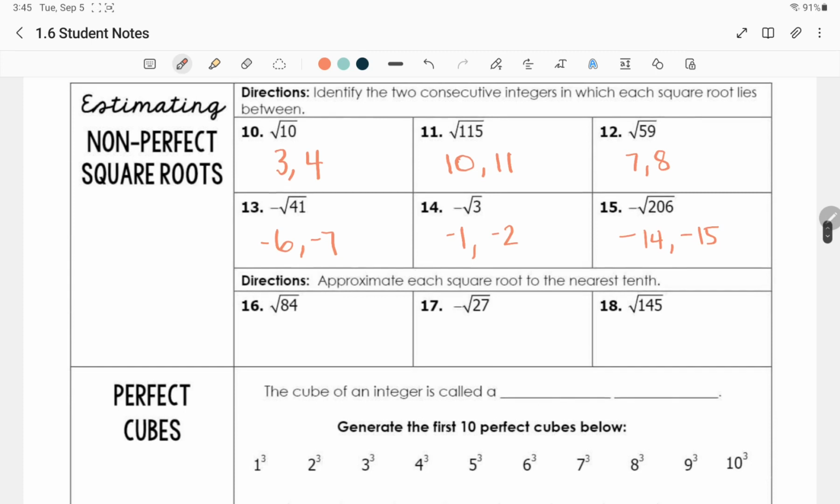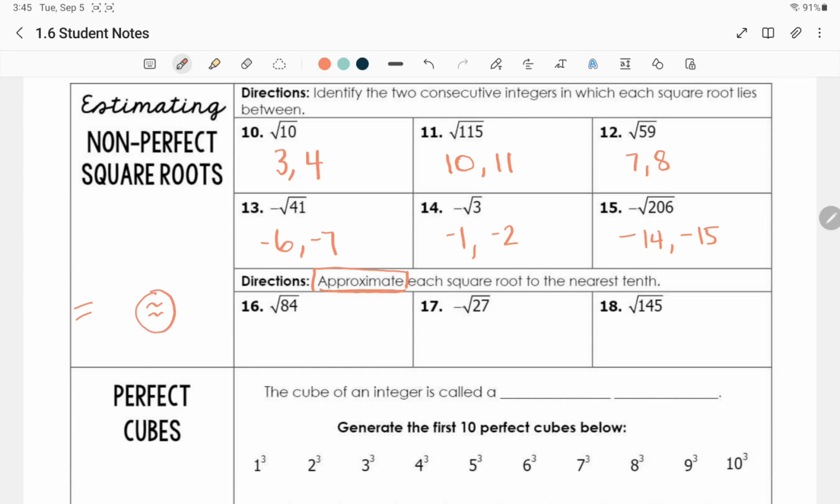And then one of these key things that we're doing here, approximate, that means approximate each square root to the nearest tenth. That means you're going to get a decimal, but I need you to round that decimal. And remember, I don't know if I taught you this before, but this means equal to, whereas this squiggly means that it's about this much, about whatever it is.